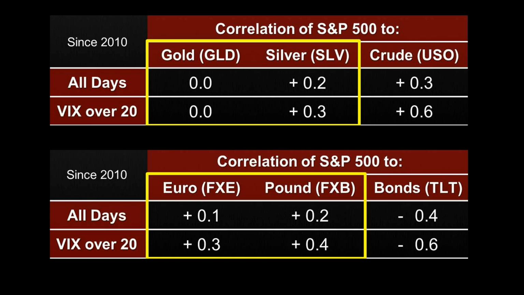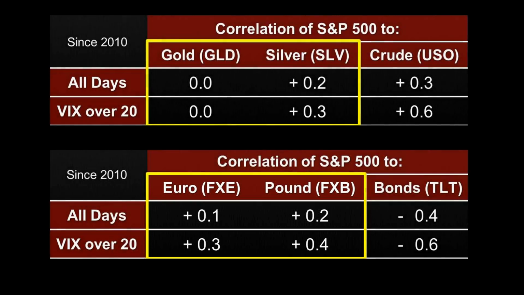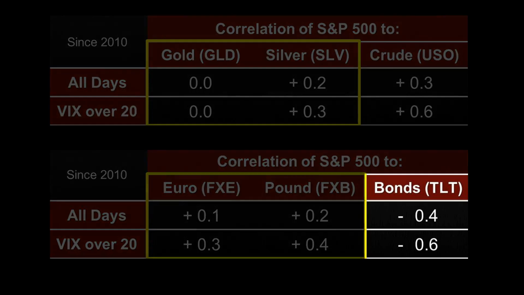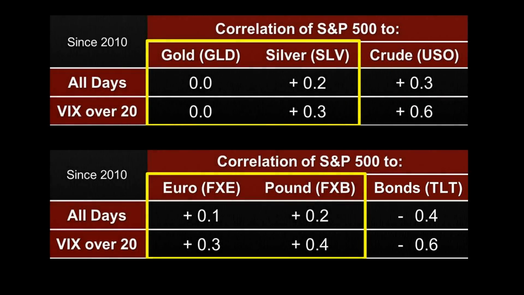Also, we can go to the currencies. So we talked first about metals, gold and silver, then oil, which I counted as energy, and then currencies. For example, the euro and the pound, FXC and FXB. As you can see, the correlation is very low, and even when the VIX goes over 20, it's still relatively low. And lastly, bonds, which is TLT, also have a kind of low correlation. In this case, it is a negative correlation.